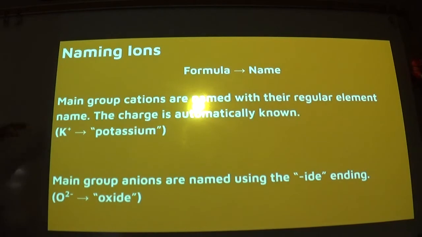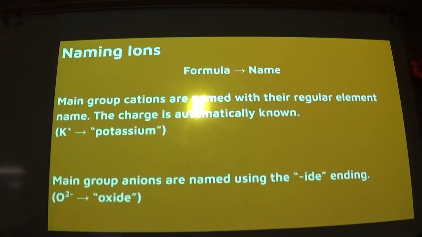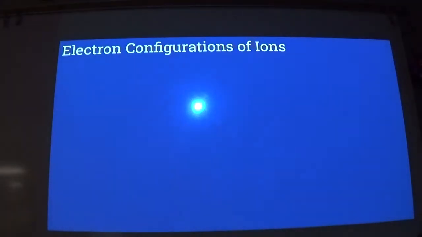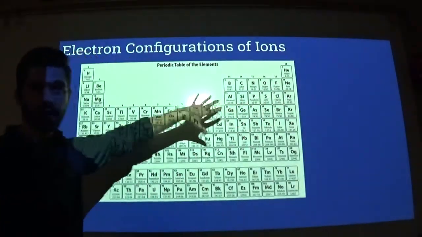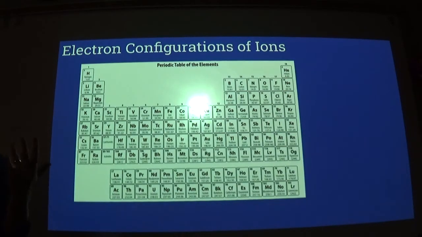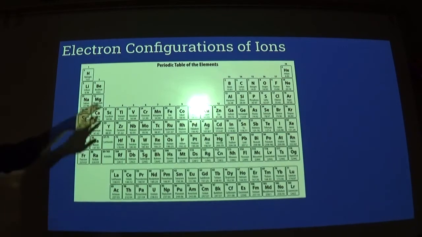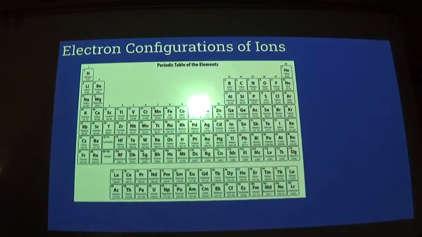Now I said if we're in the main group, the charge is automatically known. Do we remember the pattern from the last chapter of how the charges work for each group? Every element can be neutral, but when they form an ion, they tend to form the same charge if you're in the main group. So these first two columns and these last six columns tend to form the same charge depending on the group we're in. Do we remember the pattern?